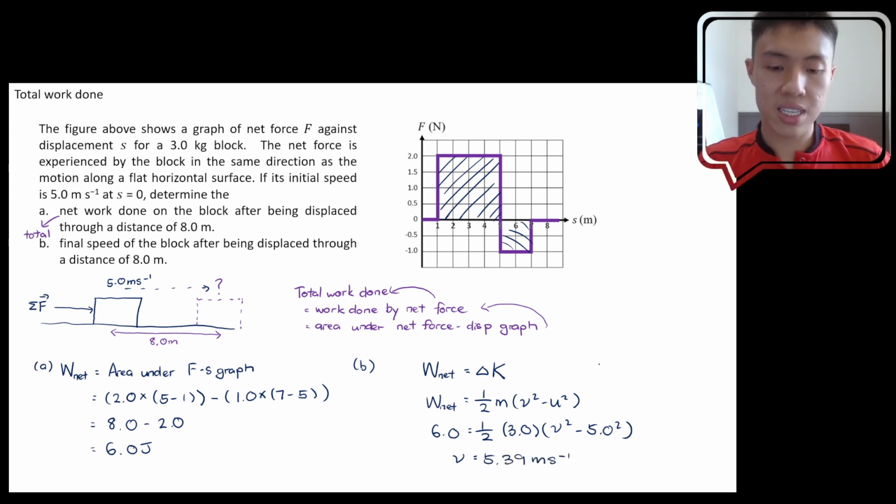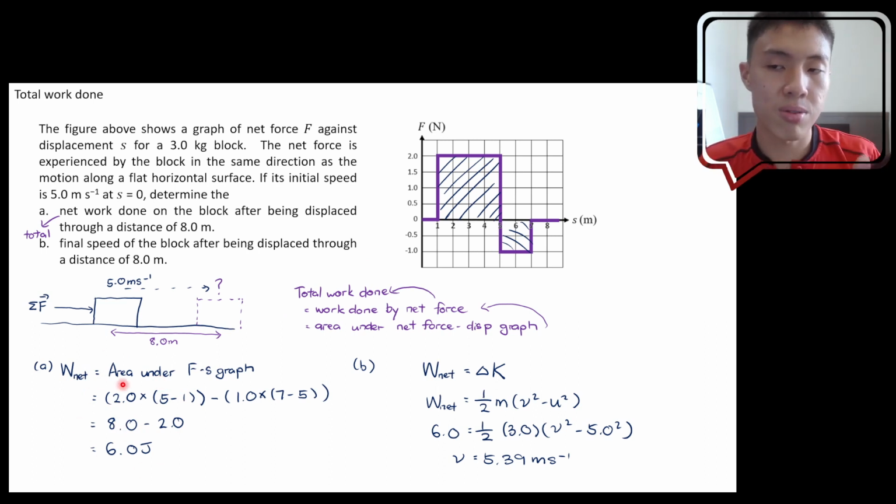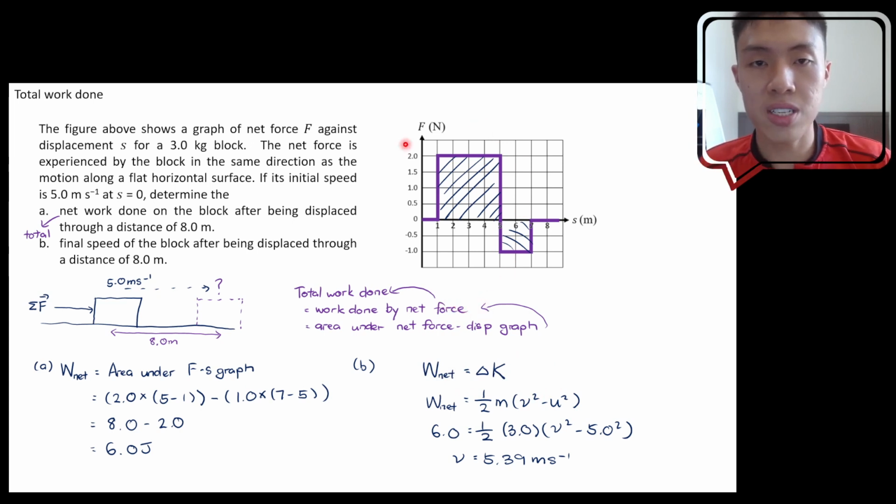So this question B here can only be done because what you're finding in A here is the total work done. If what you're finding in A is the work done by one single force, but not the net force, it's work done by an individual force, then you cannot use this work done to equate it with change in kinetic energy. Change in kinetic energy can only be equated to the total work done, or the net work done. And the net work done is the work done by the net force, and because this is a net force displacement graph, therefore what you find in the area under the graph here is the total work done. Only then can you use it in question B to find the final speed of the block.